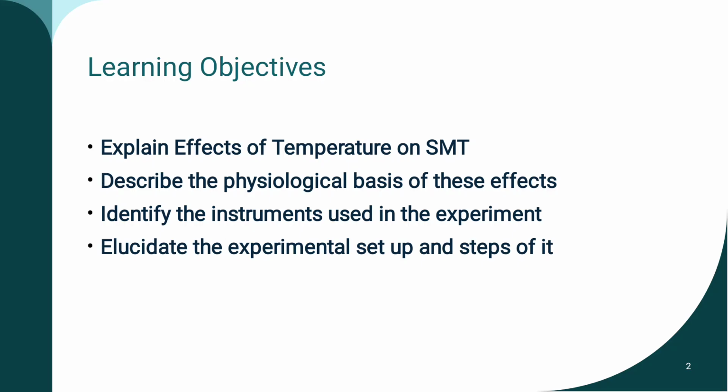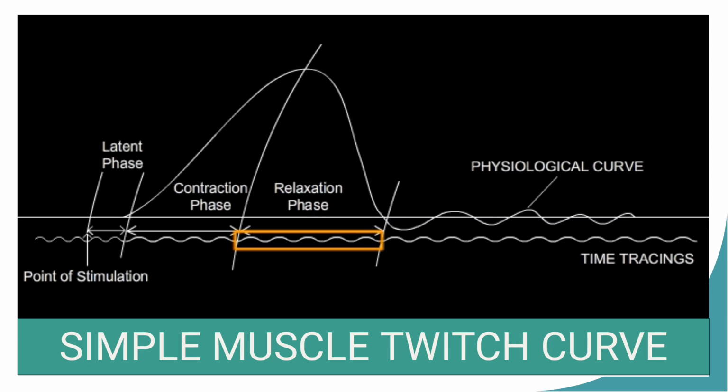Learning objectives. At the end of this session, you will be able to explain effects of temperature on simple muscle twitch or SMT. You will be able to describe the physiological basis of these effects. You will be able to identify the instruments used in the experiment and elucidate the experimental setup and steps of it.